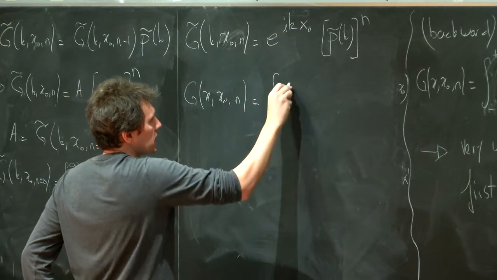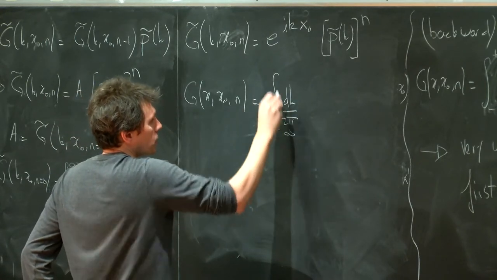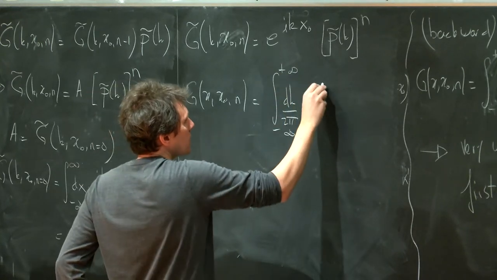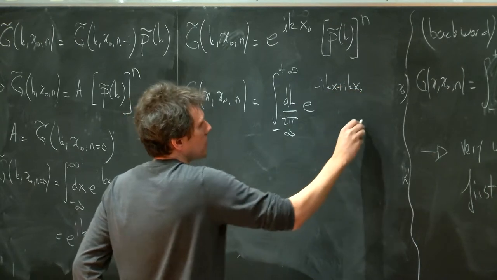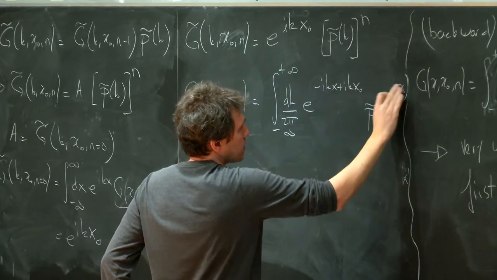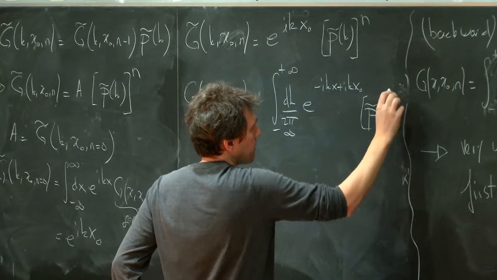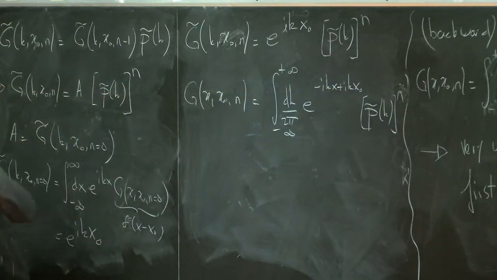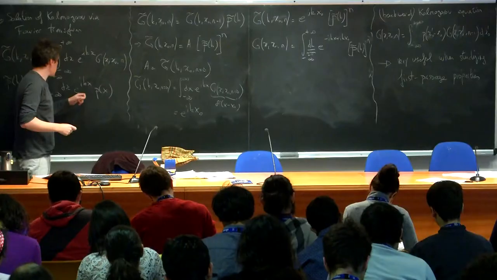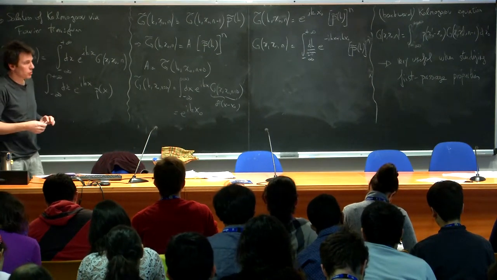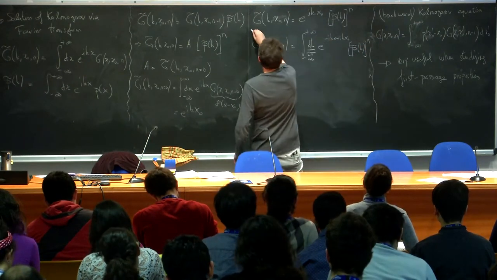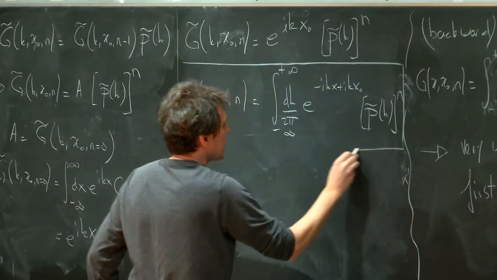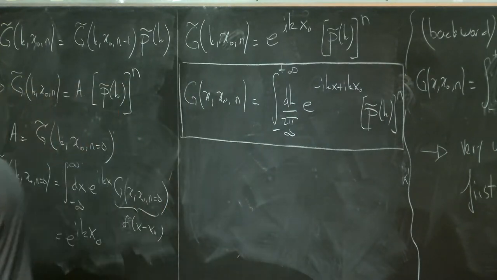So this will be the integral dk over 2 pi from minus infinity to plus infinity of exponential of minus ikx plus ikx naught, then p tilde k to the power n, right? And p tilde k, I remind you, is just the Fourier transform of the jump distribution. So you have an explicit expression. This is fairly standard, right? I guess many of you have already seen that. But if you have not seen it, it's good to see it once.